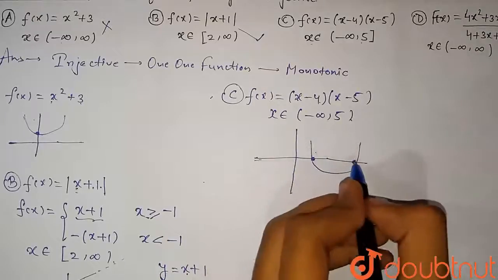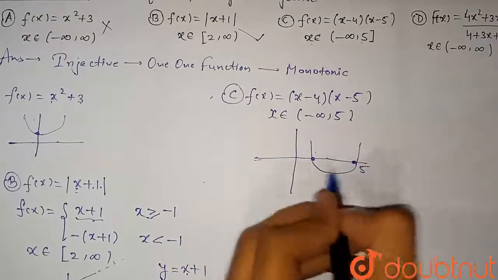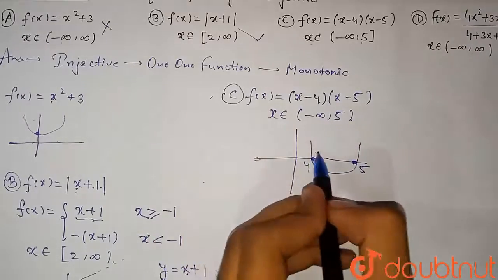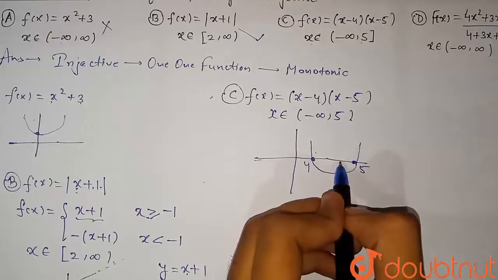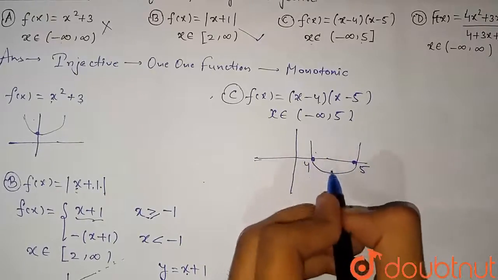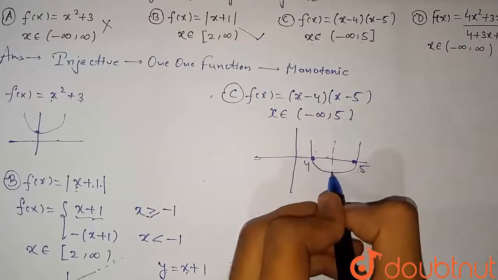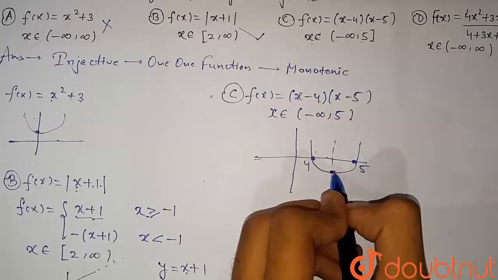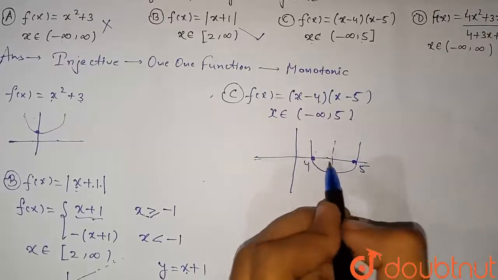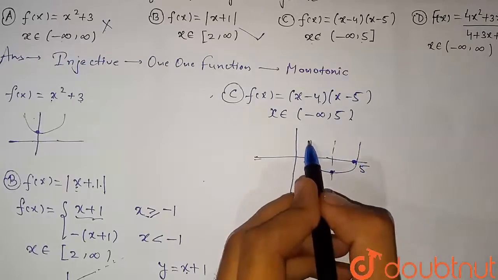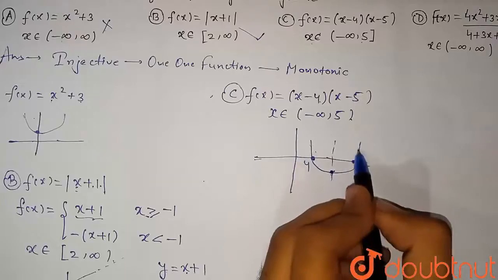Now between minus infinity and this 5, this is our value 5, this is our value 4, and this is tending to minus infinity. So this function has both behaviors in this interval, that is, the function is increasing and also decreasing, because if we draw the line here, at this point the function is changing its behavior, because before this point it is decreasing and after this point it is increasing.